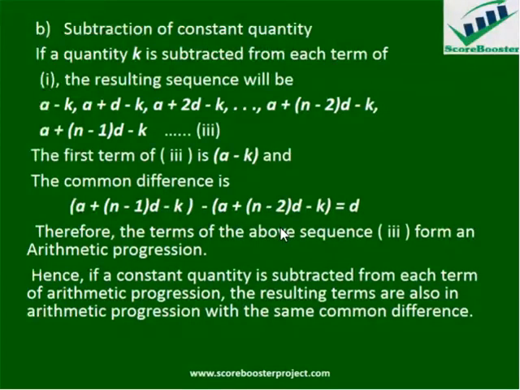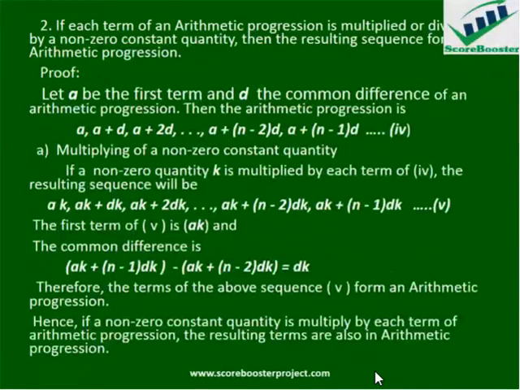Since we have a unique difference, the terms of the above sequence 3, that is the terms generated when you subtract a constant quantity from the terms of an arithmetic progression, also form an arithmetic progression with common difference d. Hence, if a constant quantity is subtracted from each term of an arithmetic progression, the resulting terms are also in arithmetic progression with the same common difference. So this completes the first proof, the first property. Here we move to the second property.